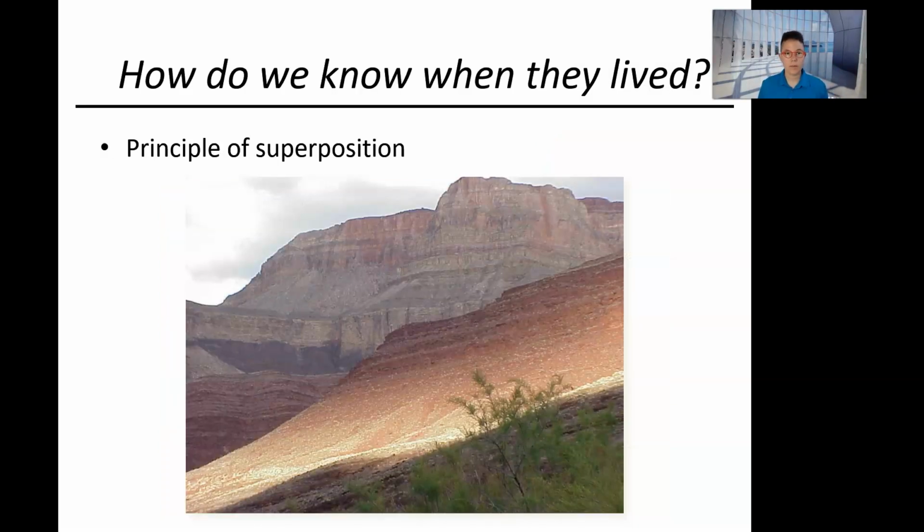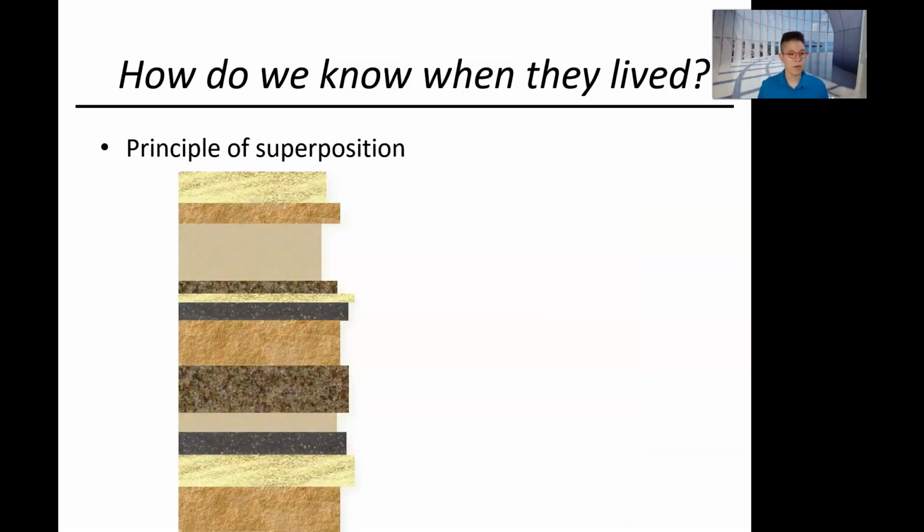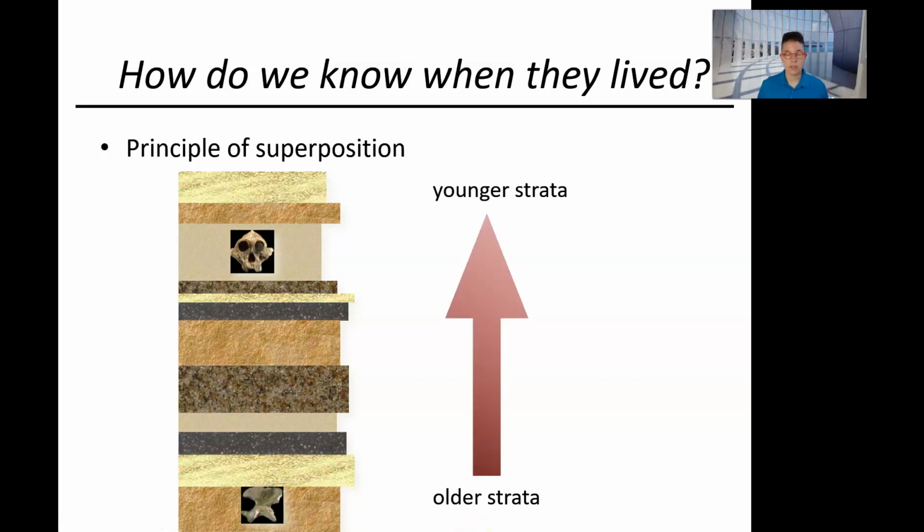So you understand a lot about this kind of dating, and it all relies on the principle of superposition, which says that younger things are on the top and older things are on the bottom. So when you find a fossil, you can infer that this fossil at the top of the sequence is younger than this fossil at the bottom of the sequence. That's all based on the principle of superposition. But that's not very satisfying, because that's what we call relative dating. You only know that something is older than or younger than something else. You don't know exactly how old it is.